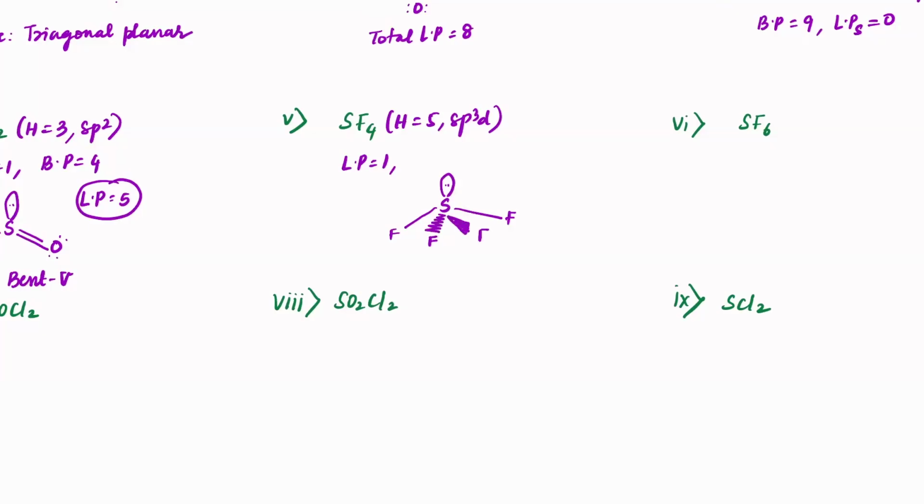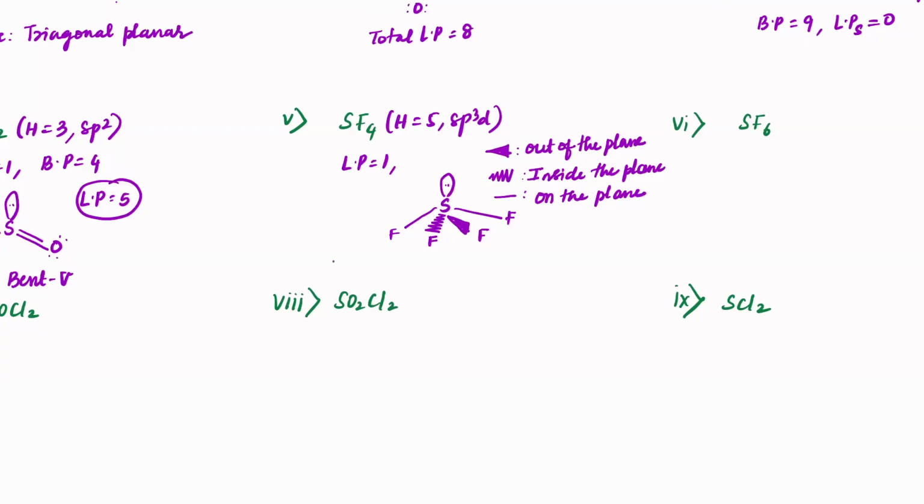So this is called a solid wedge. Solid wedge means it is coming out of the plane. And if I write like this, it is called a dash wedge. Dash wedge means it is going inside the plane. So you can see this fluorine is going inside, this fluorine is coming outside, and these two are on the plane. If I keep everything on a line, that means it is on the plane. This is a standard representation.